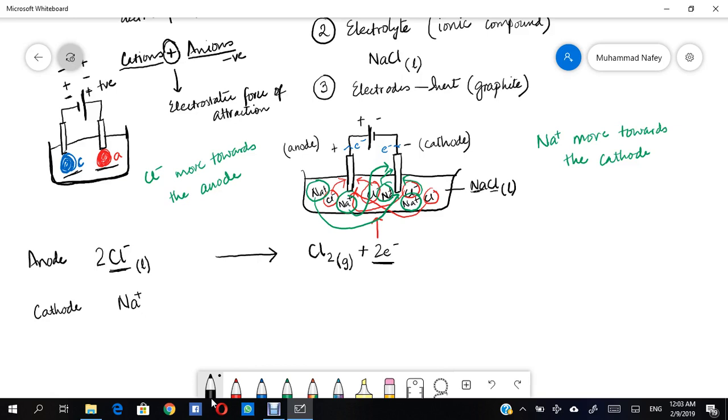Therefore, if this is a sodium ion, it is an ion because it has one electron less than the protons it has. So, it is going to gain an electron from the cathode, and where did the electrons come to the cathode from? Yes, from the anode here. So it gains an electron and it forms sodium.